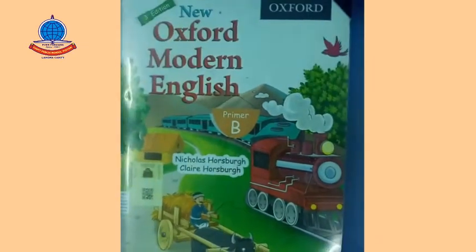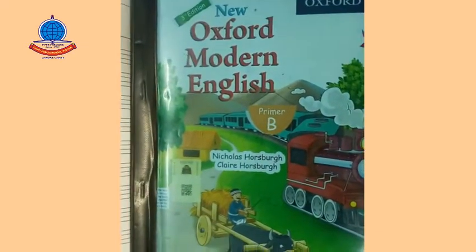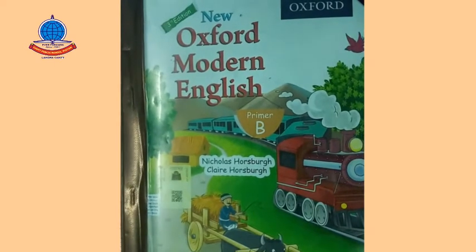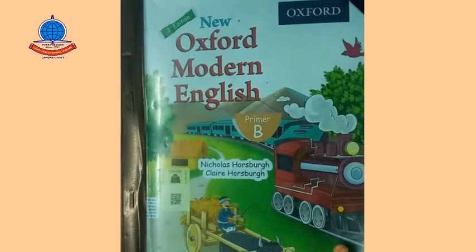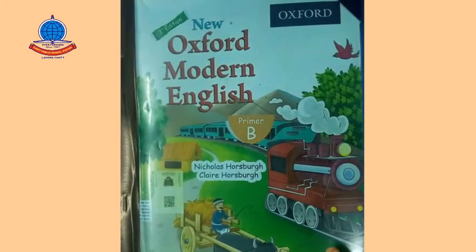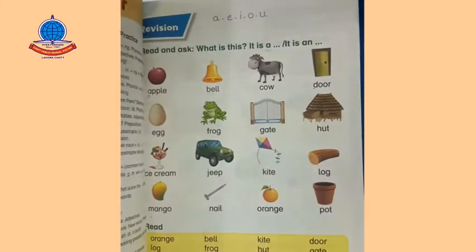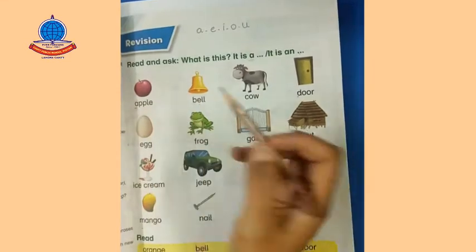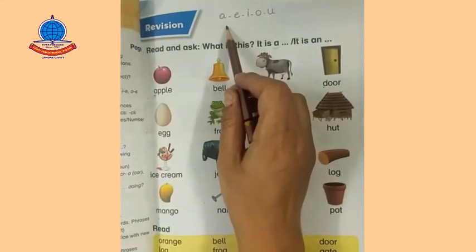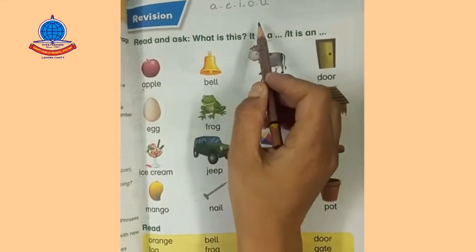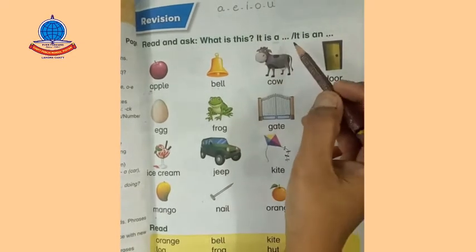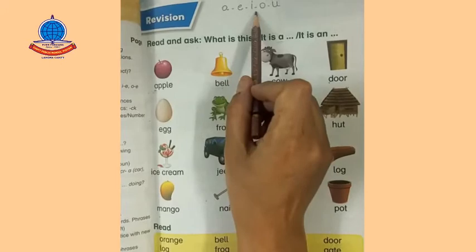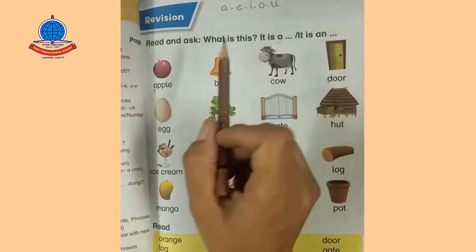Today I am going to deliver the English lecture of class KG. In this lecture we are starting from the book. The book name is Oxford Modern English. First of all, we are going to revise the concept of vowel sounds. So let me remind you the vowels first. There are 5 vowels: A, E, I, O, U.